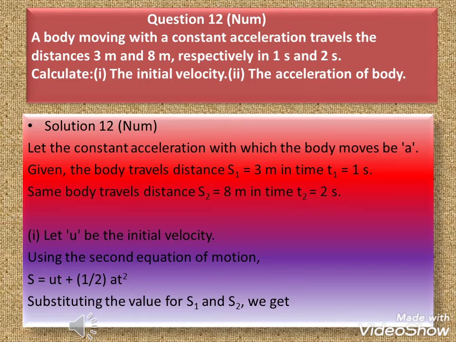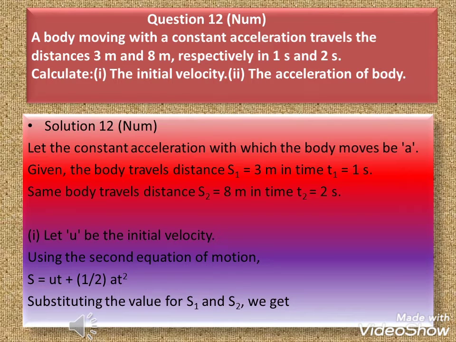Question number 12. A body moving with a constant acceleration travels the distances 3 meter and 8 meter respectively in first second and second second. Calculate, first question, the initial velocity and second question, calculate the acceleration of the body. Solution. Let the constant acceleration with which the body moves be a. Given the body travels distance s1 is equal to 3 meter in time t1 is equal to 1 second. Same body travels distance s2 is equal to 8 meter in time t2 is equal to 2 seconds.